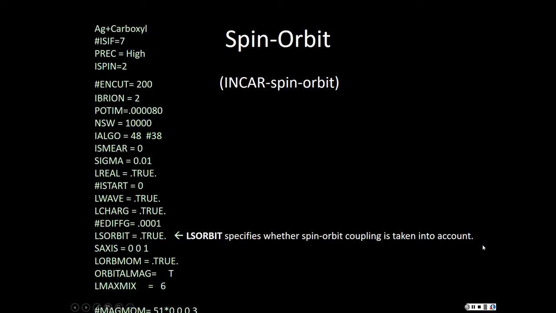All right, so spin orbit. On the left side here, we see just the copied INCAR file for the spin orbit. My understanding is that the important one to look at is LSORBIT. If it's .TRUE., then it specifies that spin orbit coupling is taken into account, and if you change that to .FALSE., then it doesn't take spin orbit coupling into account.